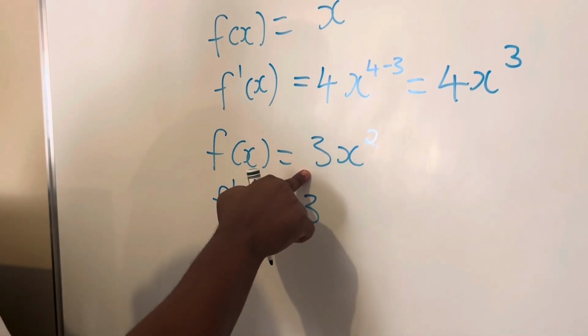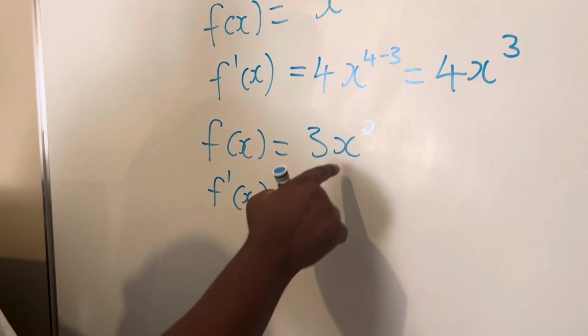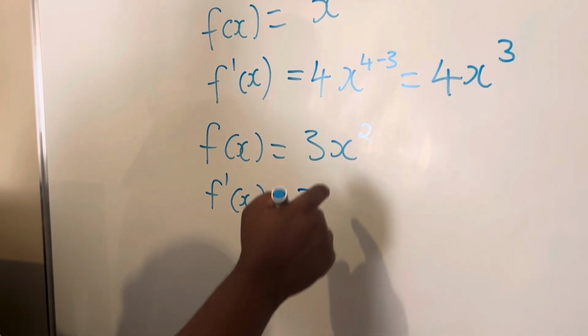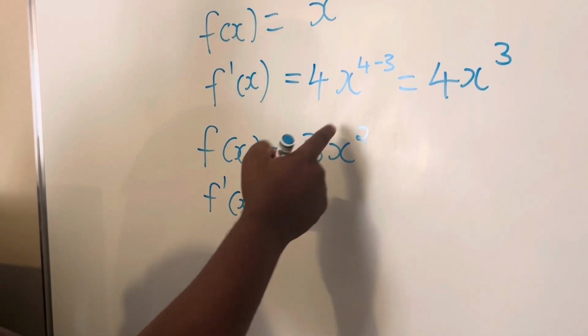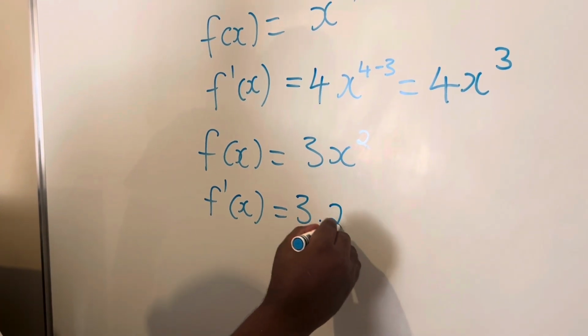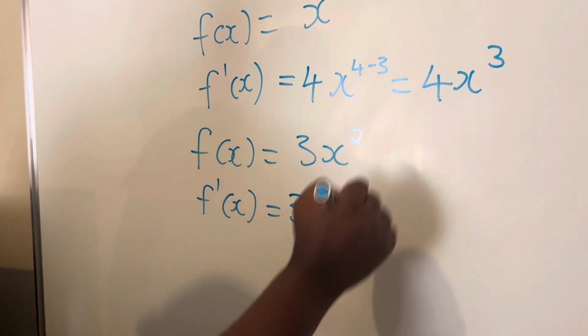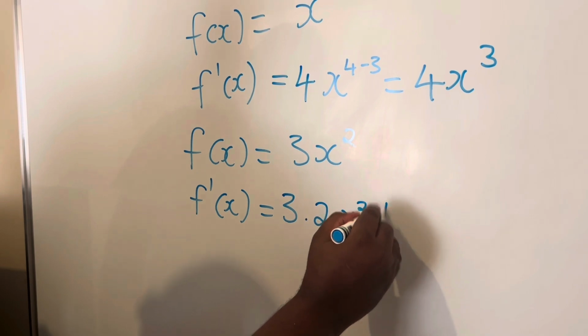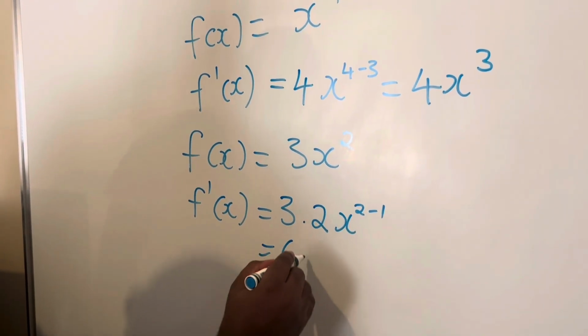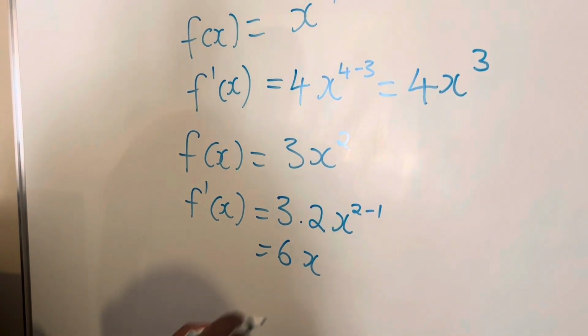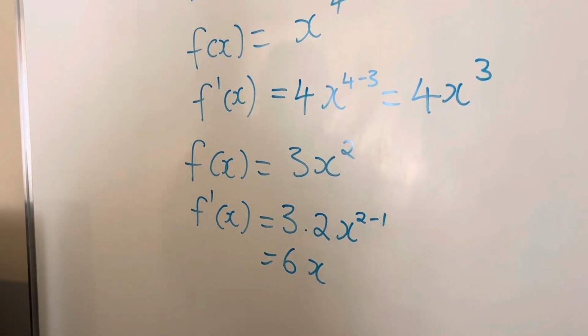So just keep the 3 for now, and then we focus on the x. The exponent of x here is 2. That means you bring down this 2, and then you subtract a 1, so it will be 2 minus 1. Which then becomes 3 times 2, which is 6, x to the power 2 minus 1. That becomes your final answer.